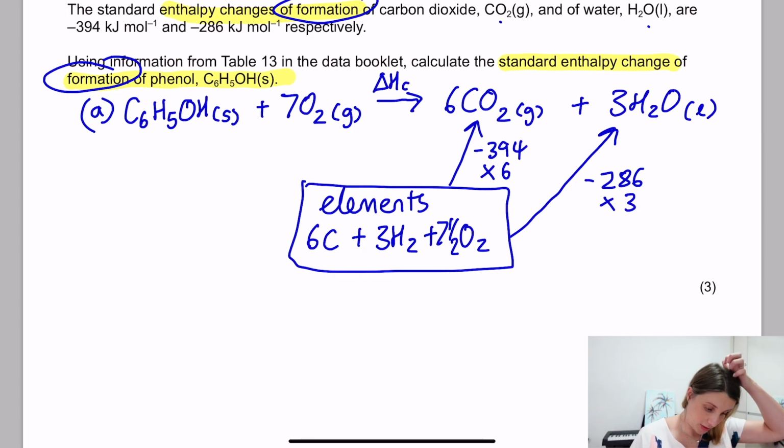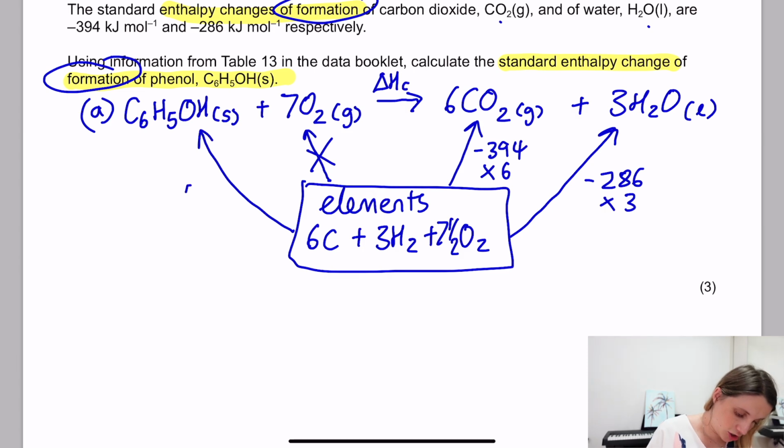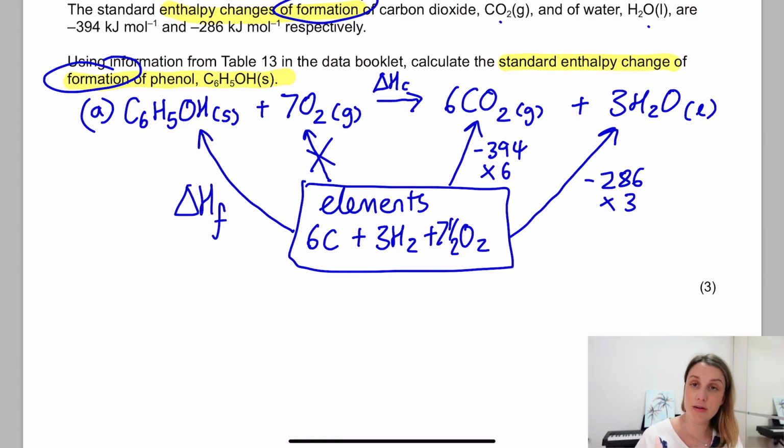If I'm connecting up to the oxygen, remember this arrow doesn't need a number on it, the value is 0, because to go from oxygen to oxygen is just going to be nothing because there's no change in bonding or anything, so 0 kilojoules per mole. And then the enthalpy change of formation for the phenol is actually the number that we're looking for here. This is the one that I want. So that means that I'm missing this delta HC at the top.